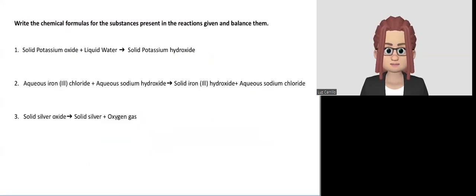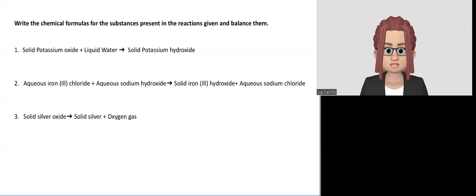In this course, you also need to be able to take reactions that have been given in words and balance them. So as you observe in reaction 1, we have the following reaction. Solid potassium oxide plus liquid water make solid potassium hydroxide. Let's do that problem together.